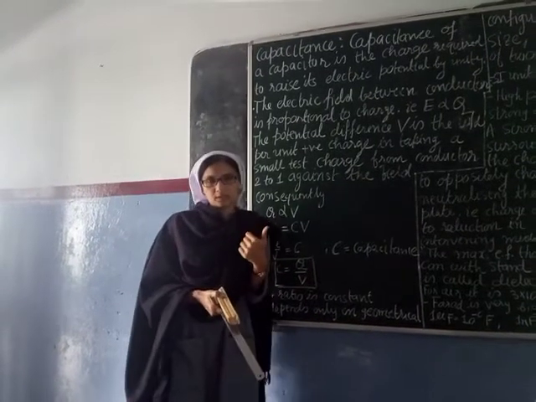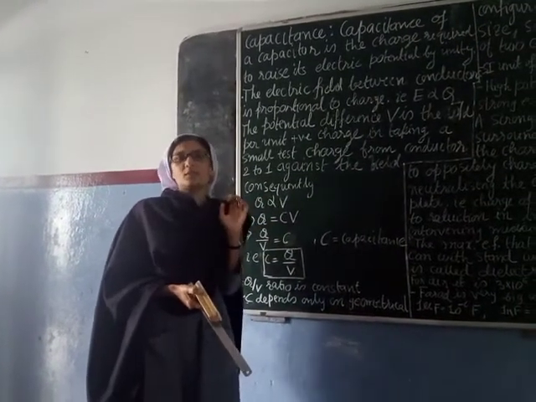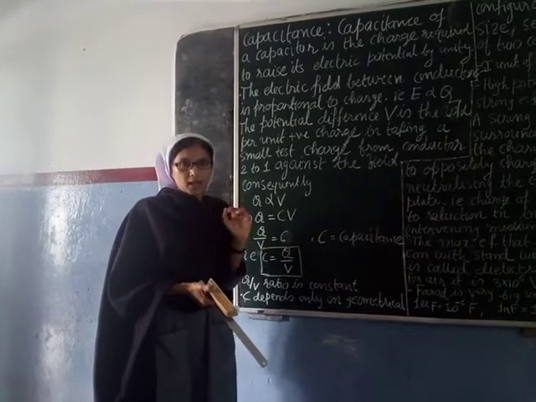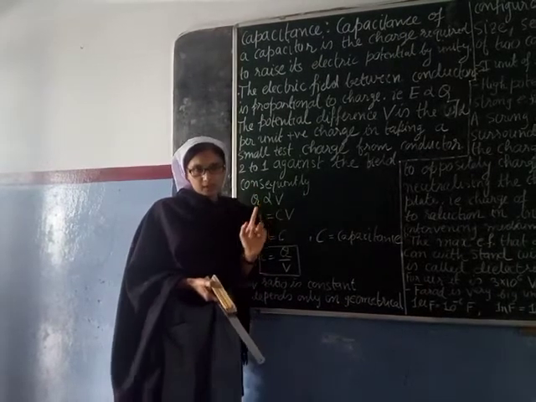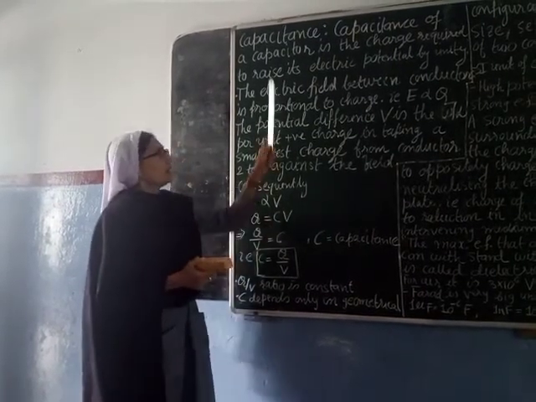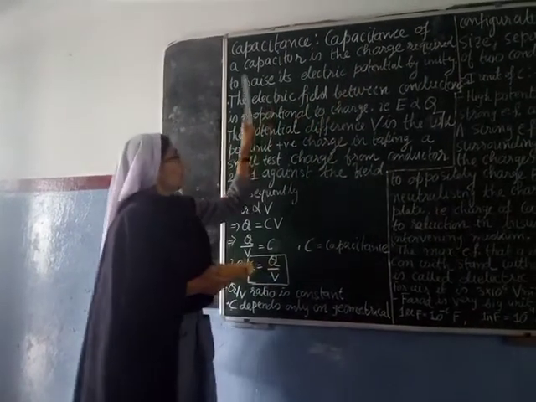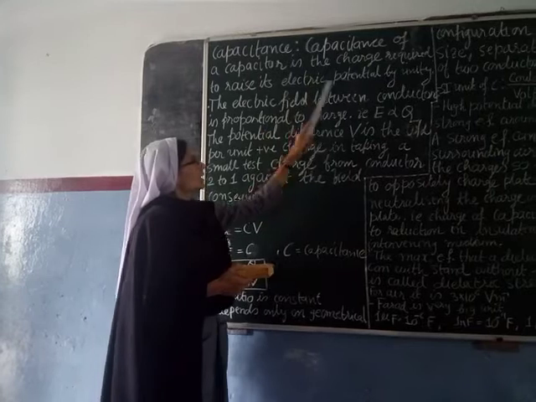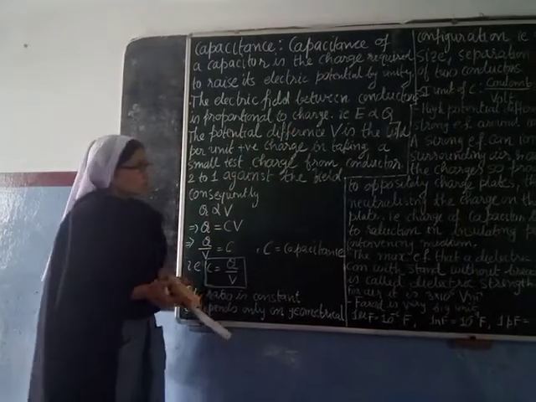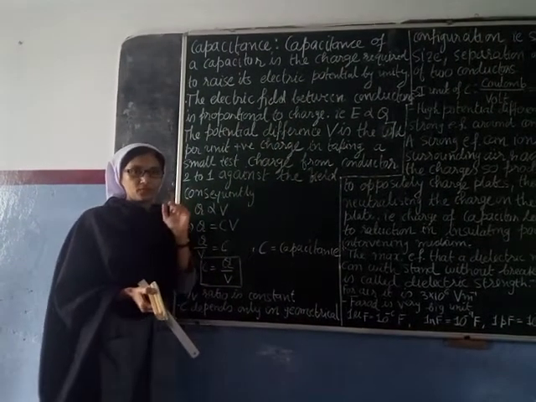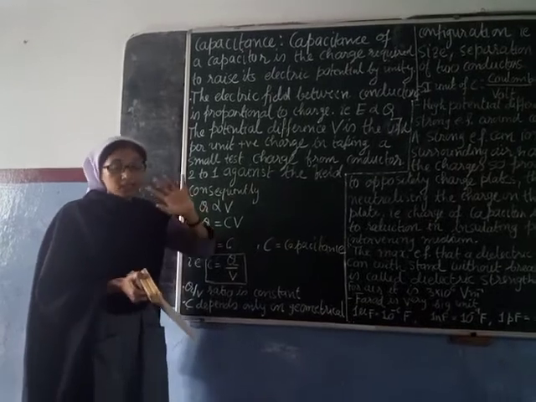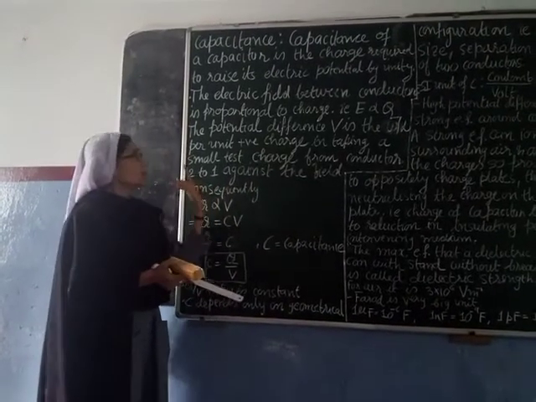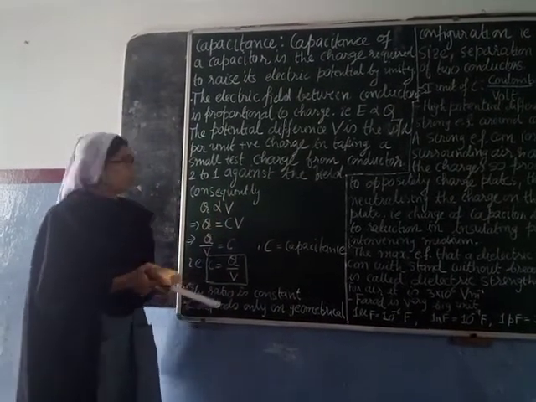In the last class, a capacitor is a device which is used to store energy. Now we are going to do capacitance. How do you define it? Capacitance of a capacitor is the charge required to raise its electric potential by unity. So suppose we want to increase the potential by one unit, then the charge required is what we call the capacitance of the capacitor.